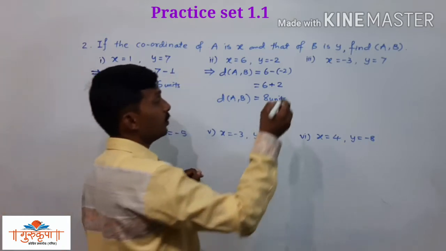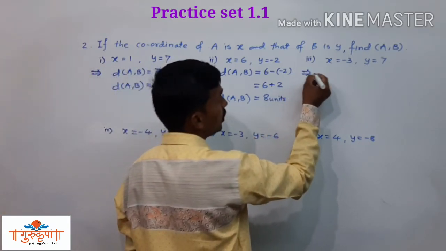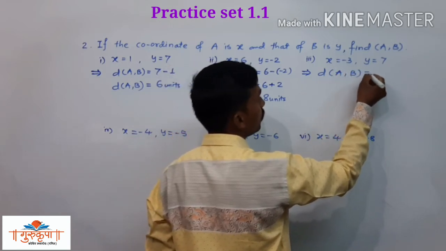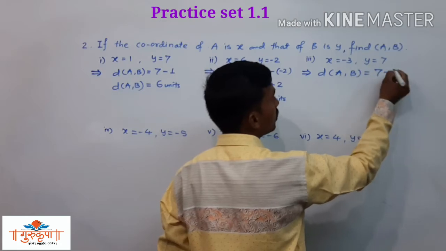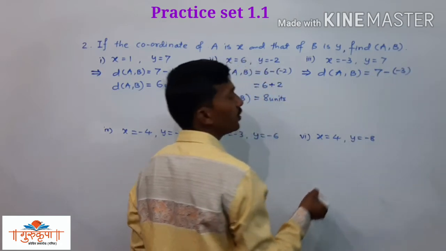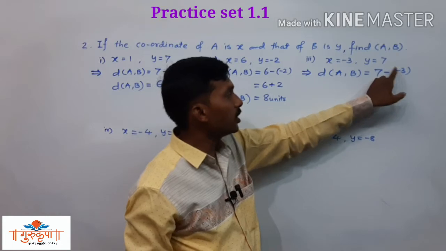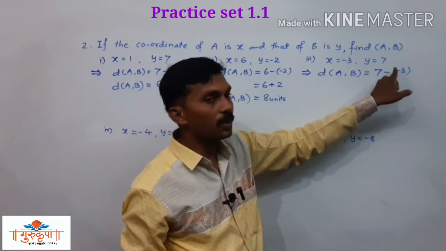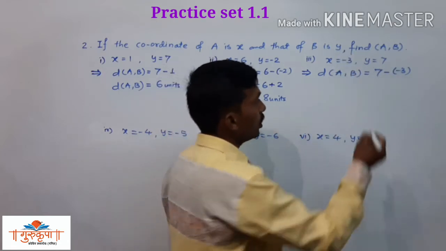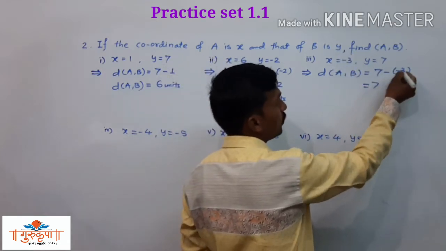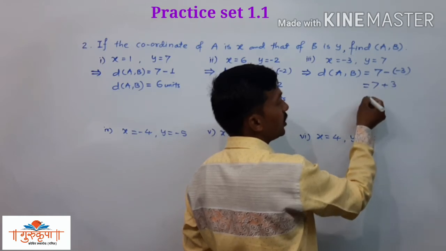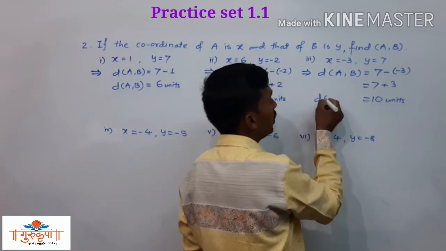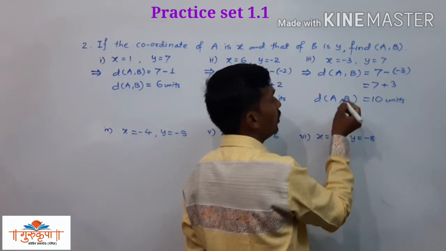Now see the third example. Here again we have to find the distance AB. So we write here distance AB is equal to bigger coordinate 7 minus smaller coordinate minus 3. It is very important to write this negative coordinate in the bracket, so calculation becomes easy. So this 7 remains as it is, minus into minus becomes plus, 3 as it is, and 7 plus 3 is 10. So distance AB is equal to 10 units.